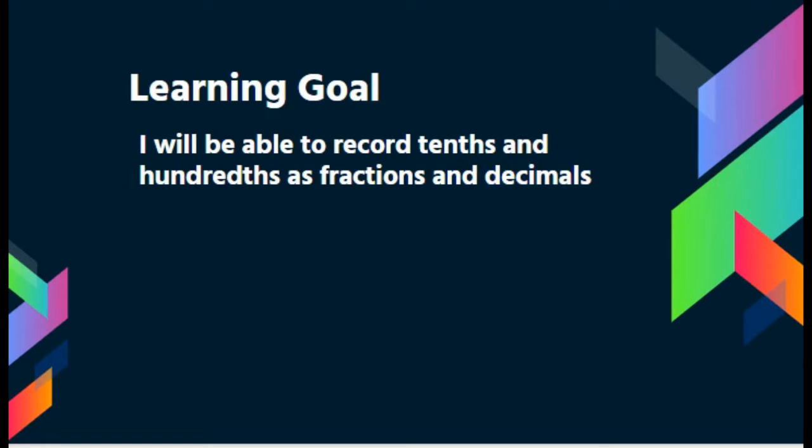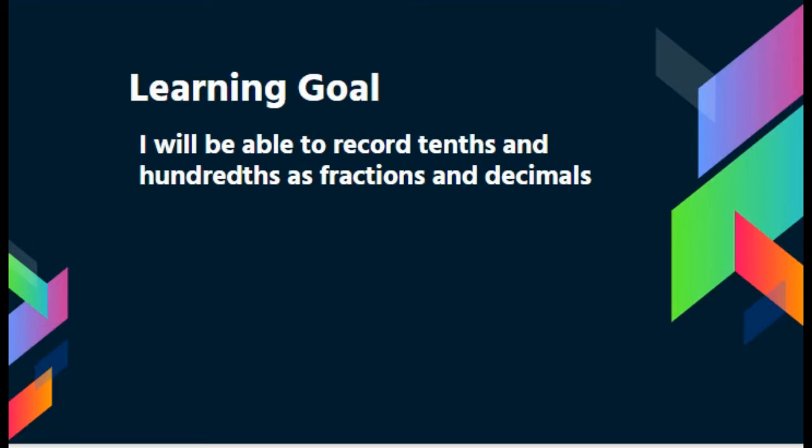And you may be thinking to yourself right now, what does that even look like, Miss Kyle? I have no idea what any of that means. I will be able to record. So that word record means write. So I can write tenths and hundredths as fractions and decimals.